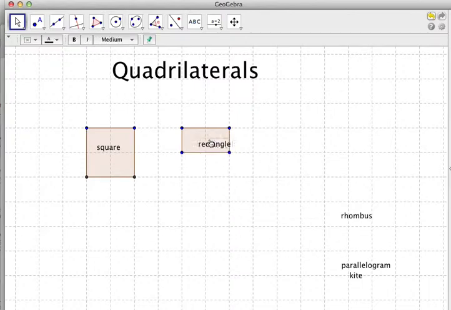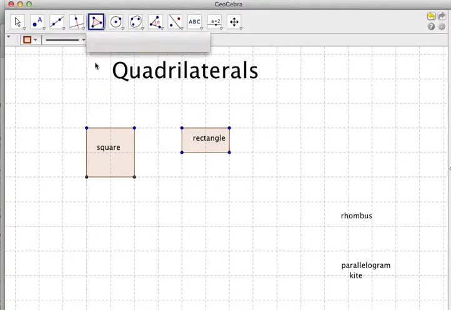This is a rectangle. Of course, a square is just a special case of a rectangle, but rectangles are usually drawn with two longer sides, these two, and two shorter sides. But if you really want to have a rectangle that cannot be a square, it's called an oblong. Now, here's another square.